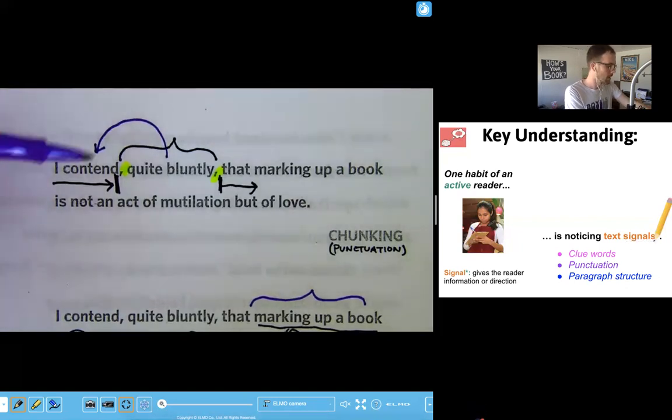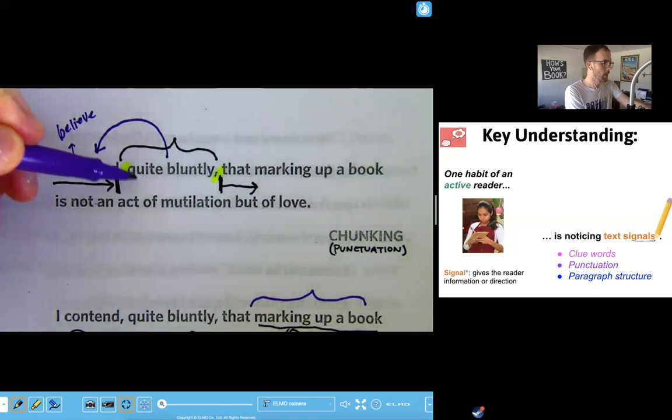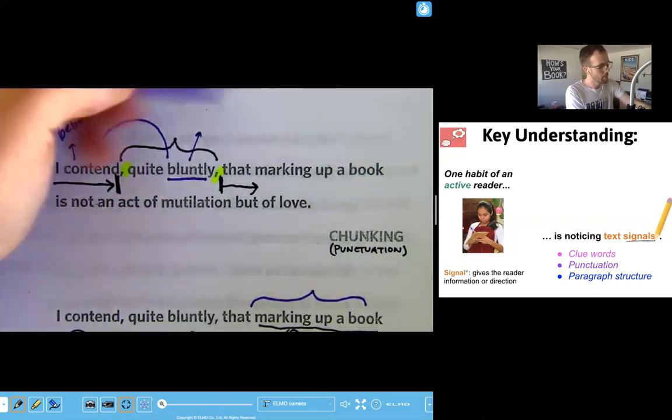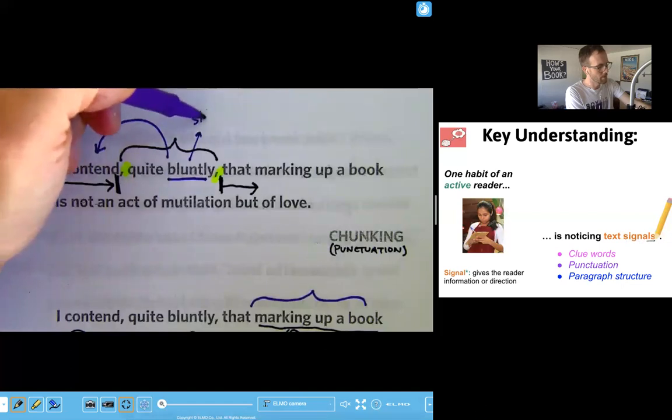In this case, he says, I contend, which means I believe. Okay? Now, he's pausing to say quite bluntly. Bluntly is a word that means he believes it very strongly.